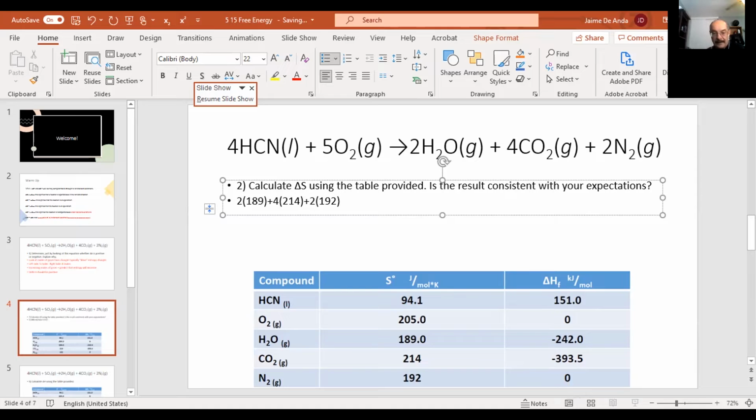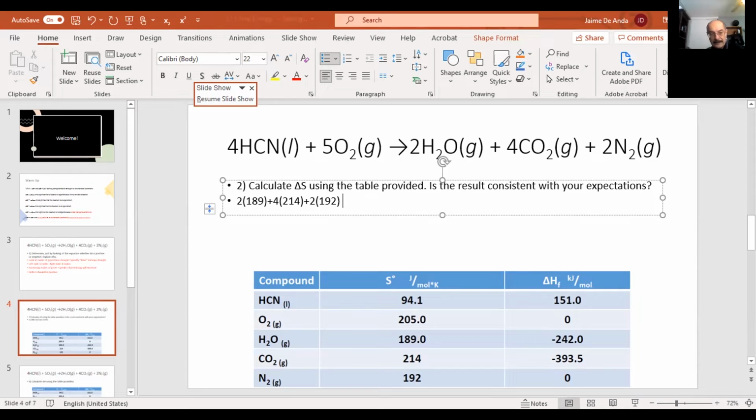Remember that as opposed to enthalpy, delta H, where the heat of formation of an element in its standard form is 0, you can see it there for oxygen and for nitrogen. The entropy is always bigger than 0, because remember that the entropy is only 0 according to the third law when you have a perfectly constituted crystal at absolute 0 of temperature.